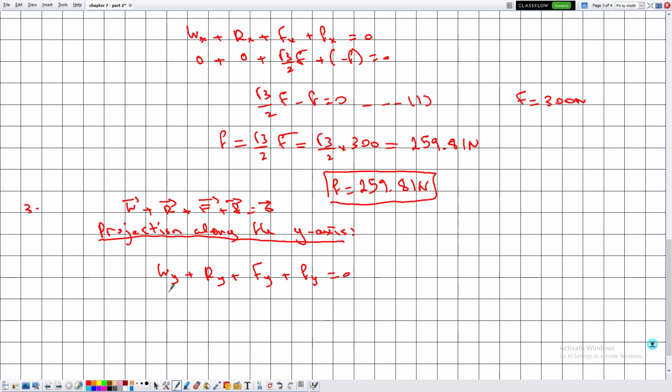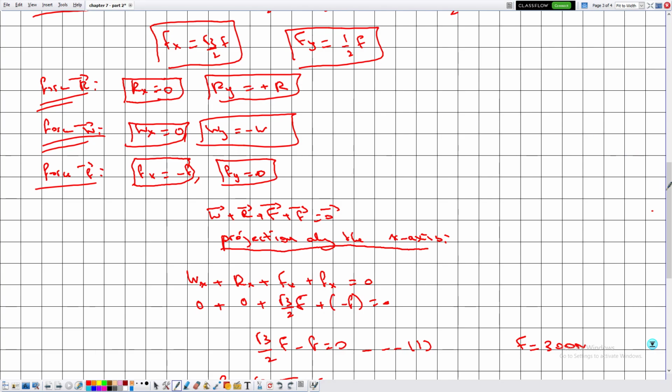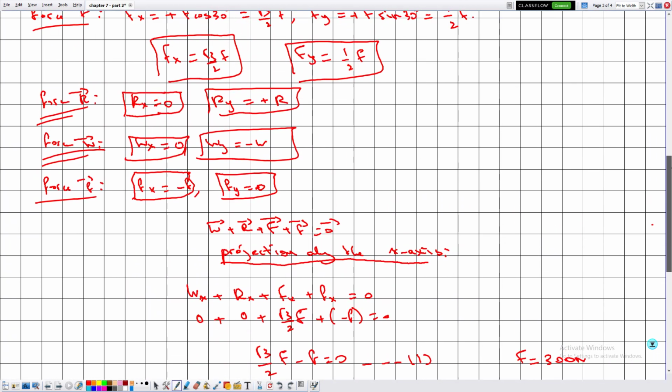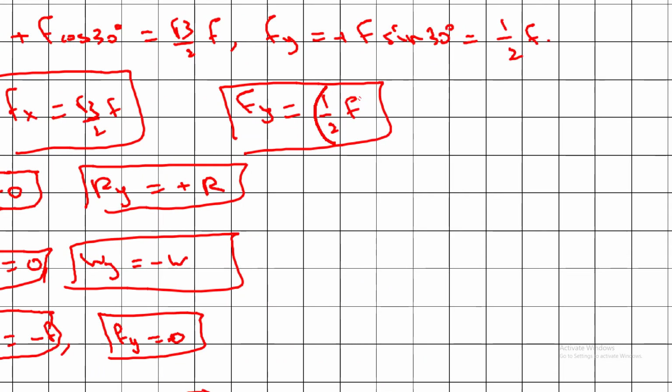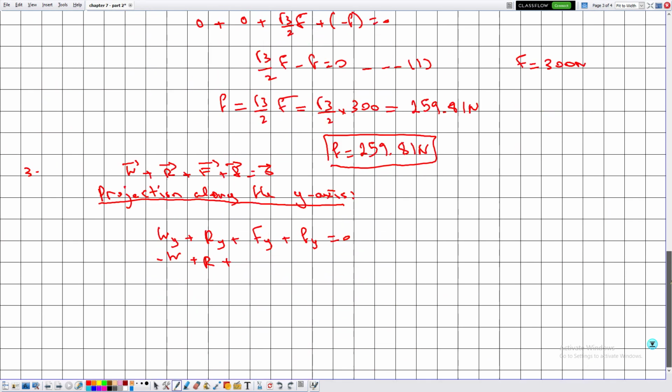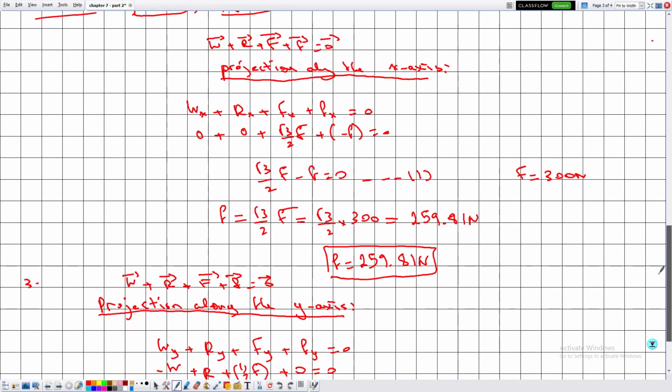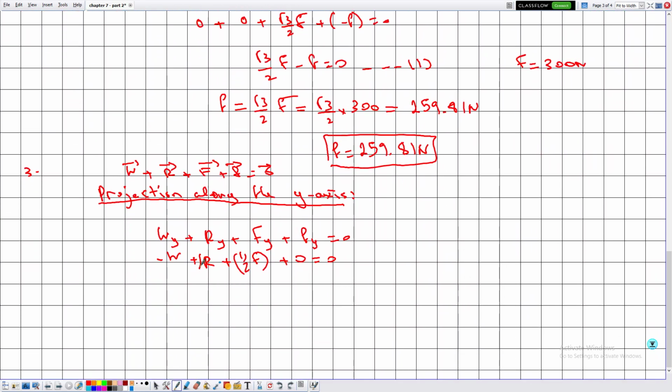Notice that capital Wy is given by minus W if we refer to these components, and capital Ry is just R, plus capital Fy is 0. Capital Fy is given by half F, plus small fy is 0, because the force of friction completely lies on the x-axis. Now they are telling me to calculate the magnitude of the normal reaction, which is R, so we are interested in determining the value of R.